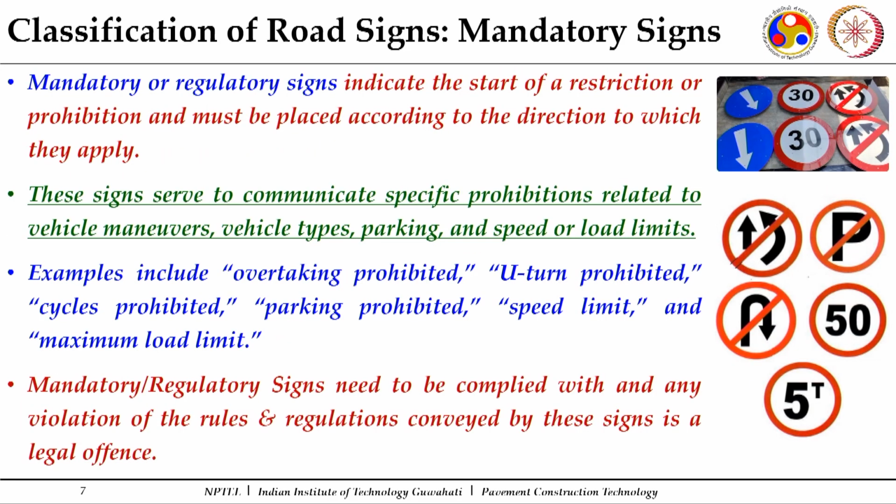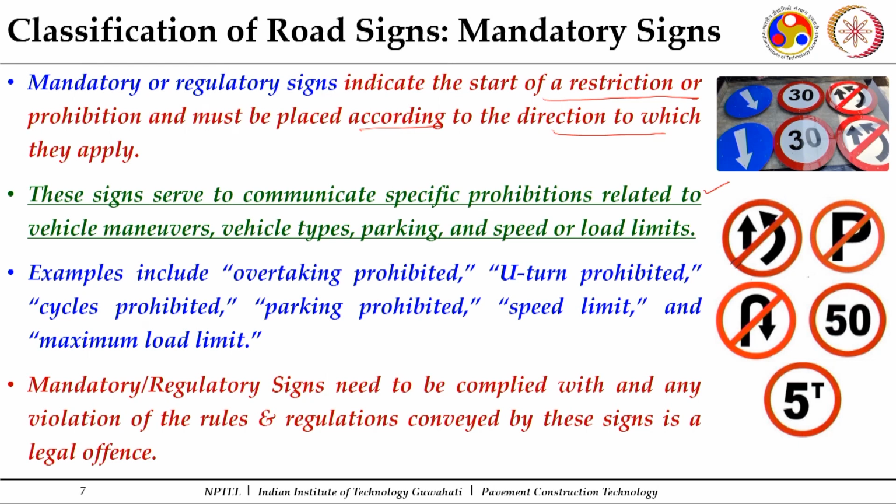Now, first coming to the mandatory and regulatory signs, they indicate the start of a restriction. So, when any regulatory or mandatory sign is encountered, it means there is some restriction or prohibition, and it must be placed according to the direction in which it applies. Traffic may be moving in both directions, so you need to place it considering for which particular direction you want to give this regulation. These signs serve to communicate special prohibitions related to vehicle maneuvers, vehicle types, parking, speeds or load limits.